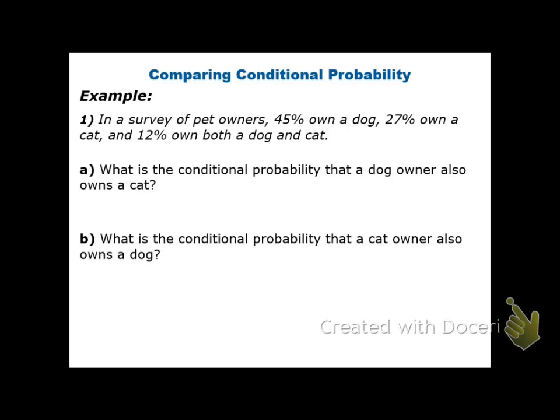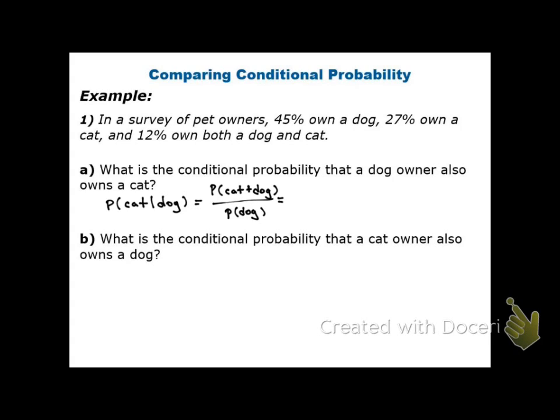So in the very first part of the problem, we are looking at the conditional probability that a dog owner also owns a cat. So we're looking for the probability that you own a cat given that you already own a dog. This means we're looking for the probability of owning a cat and a dog over the probability of owning just the dog.